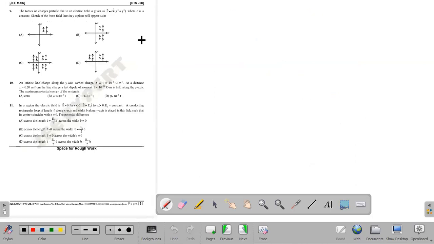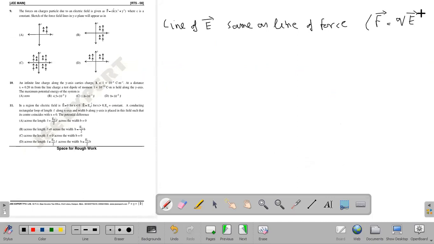Question number 9: the force on a charged particle is given by this expression. Remember that for an electric field, the line of electric field is the same as the line of force. This is only for the electric field, because the relation is F equals QE. So the line of E and the line of F are always the same lines.